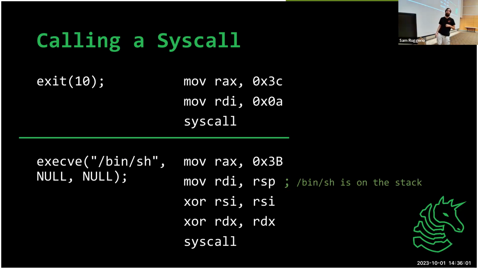If I want to do something more interesting, like pop a shell, I can move 0x3B into RAX. That gives me the execve syscall, and then we'll move the stack pointer into RDI. So this makes our RDI point to the same address that the stack pointer is pointing to.